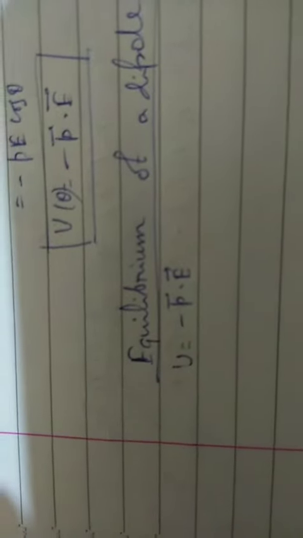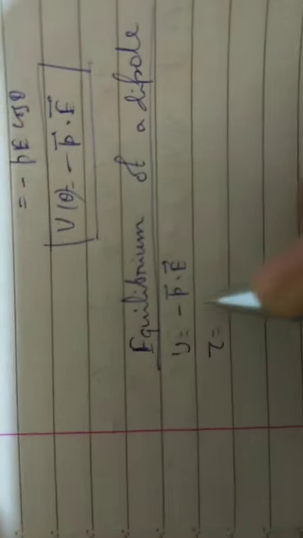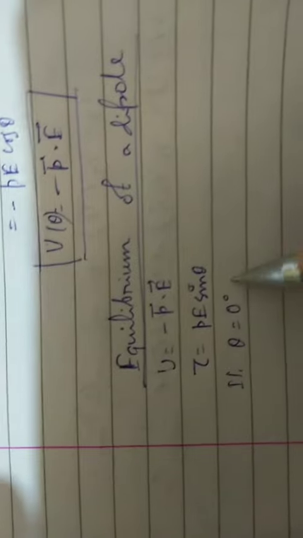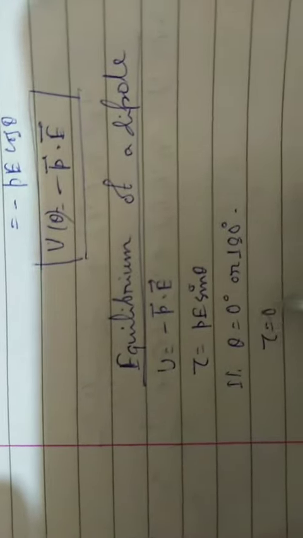Now if the electric field is uniform, no matter how you place it, the net force will always be 0, so that's not an issue. The issue is when the torque is 0. If you see the formula of torque, taking just the magnitude, it is PE sin theta. So if theta is 0 degrees or 180 degrees, in both cases torque is 0.